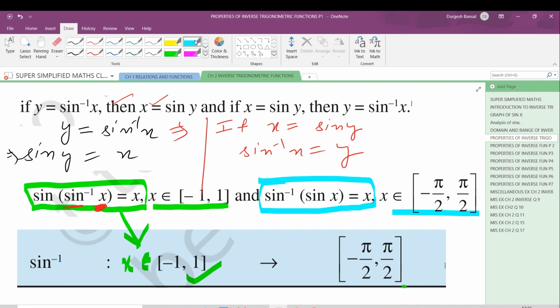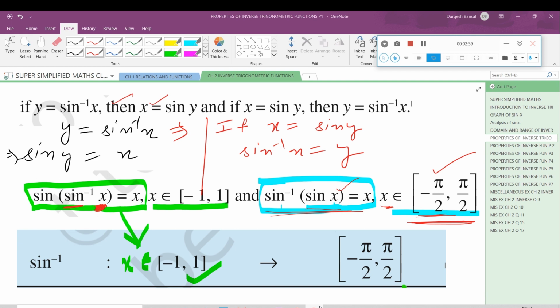Now let's move to this one, sine inverse of sine x. Here we see that on the variable x, the sine function is working, and therefore x should belong to the domain of sine x. Now, from the knowledge of trigonometric functions, we know that the domain of sine x is -π/2 to π/2, and therefore for this property to be true, x should belong to the domain of the sine function.